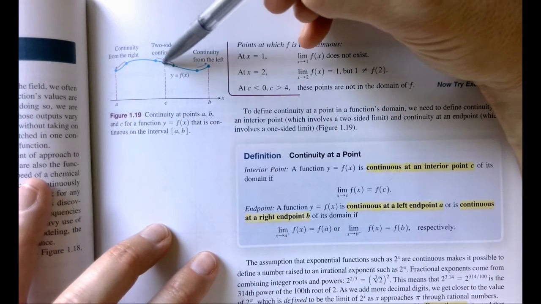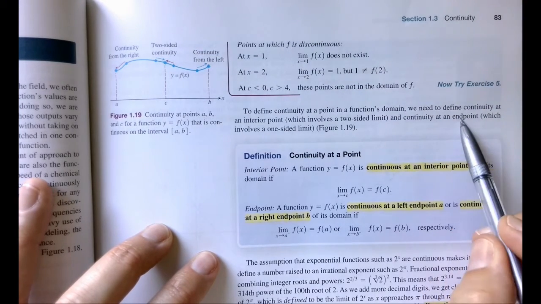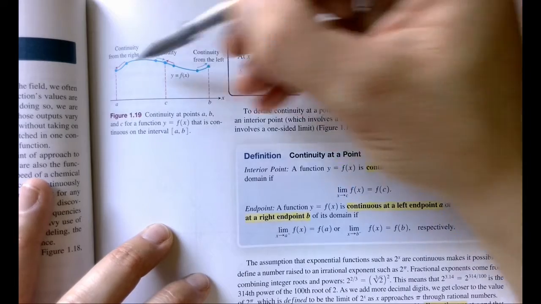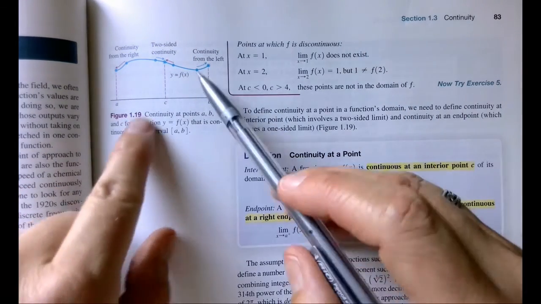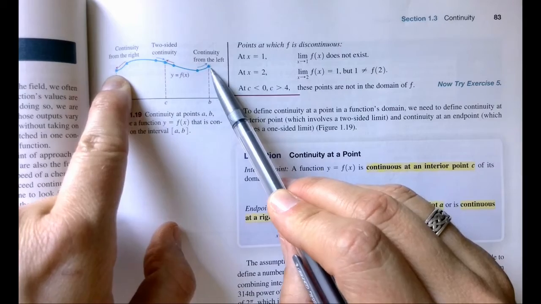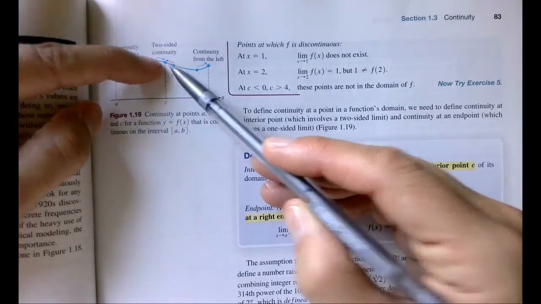So when you look at an interior point, you look at the two-sided limit. And when you look at continuity at an endpoint, you look at the one-sided limit. So that makes sense on the previous example why we only looked at one side. If you're trying to determine continuity on the endpoints, you look at the one-sided limits. If you're trying to look at an interior point, you have to look at the two-sided limit.